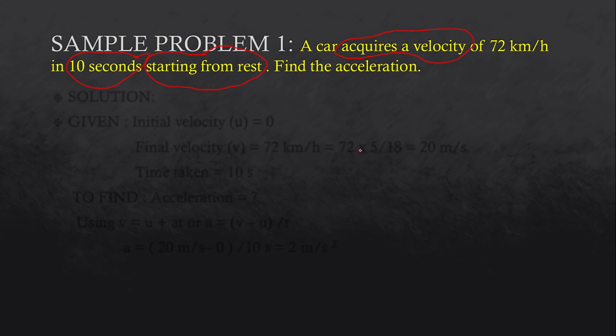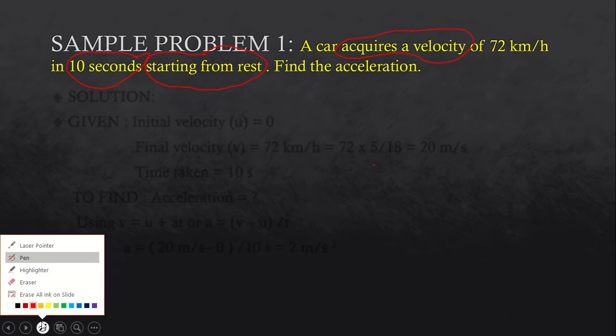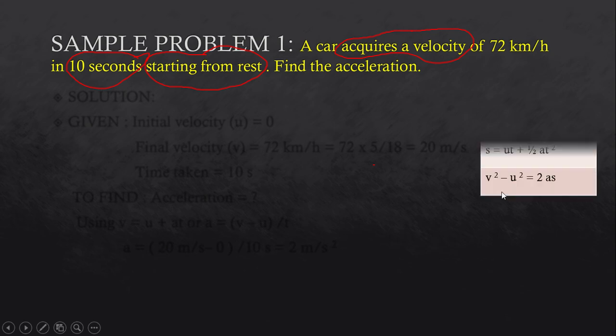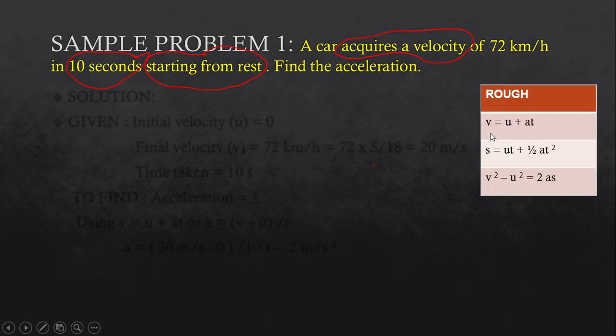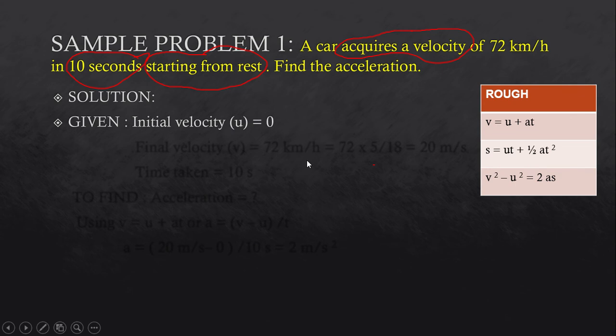So as I told you, every time you need to note down the important equations of motion which you have already done. In the rough column you will write that v equals u plus at, s equals ut plus half at square, v square minus u square equals 2as. All these three equations you write in a rough column, and then it's time now to find out the given things. So as you have already encircled, that is, starting from rest. So this is the clue.